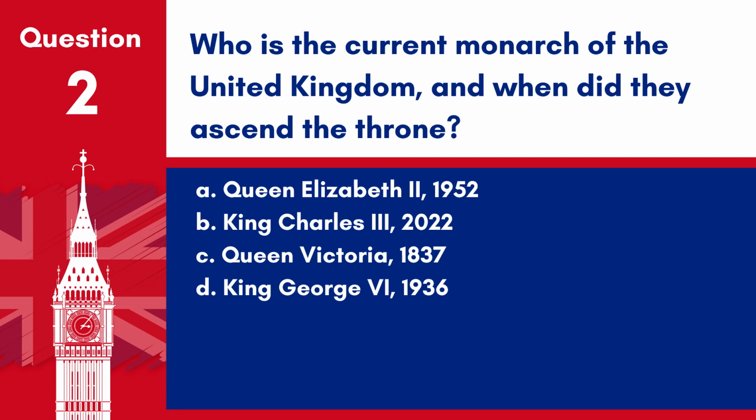Question 2. Who is the current monarch of the United Kingdom, and when did they ascend the throne? A. Queen Elizabeth II, 1952. B. King Charles III, 2022. C. Queen Victoria, 1837. D. King George VI, 1936.